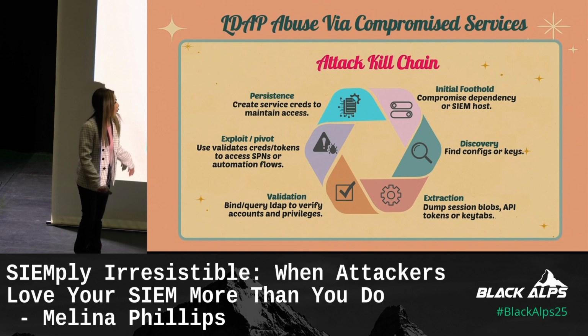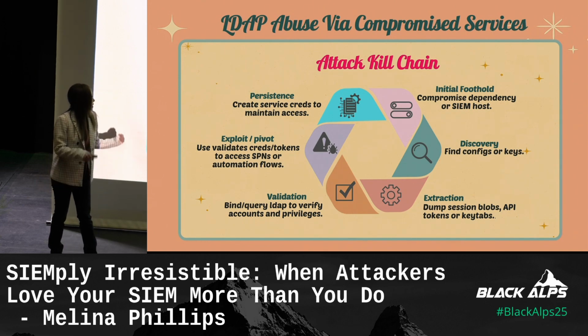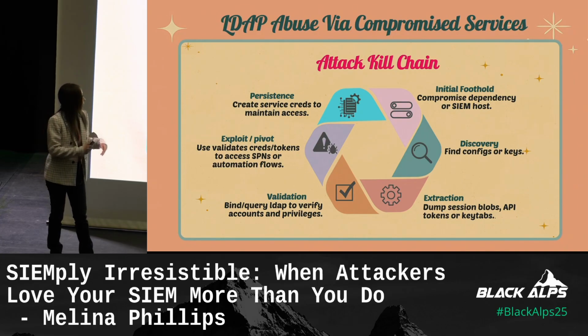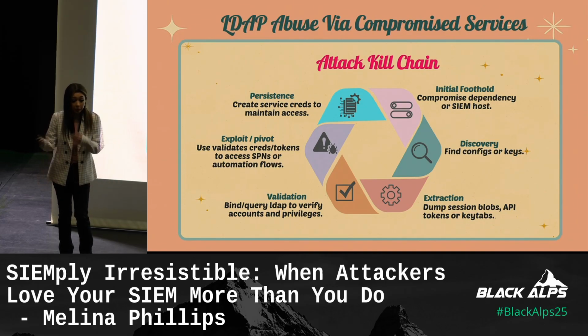So, the attack kill chain. We mentioned initial foothold, discovery, and extraction. Once they actually have a set of credentials, they use validated credentials and tokens to access SPN. Somebody could attempt to Kerberoast and then basically extract a ticket. Or persistence: create service credentials to maintain access. So it's going to make it easier for them to keep coming back.